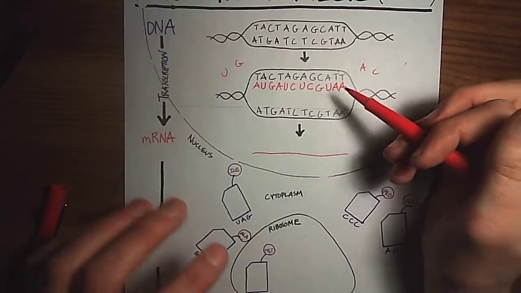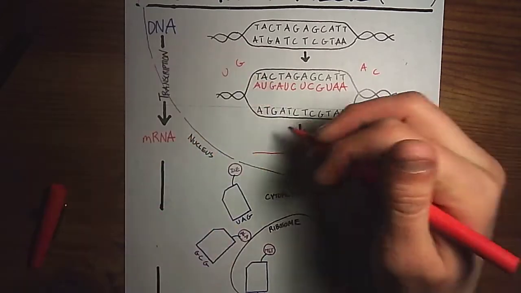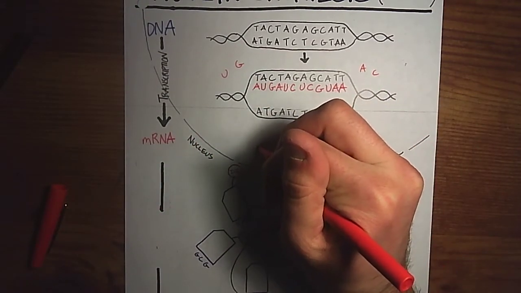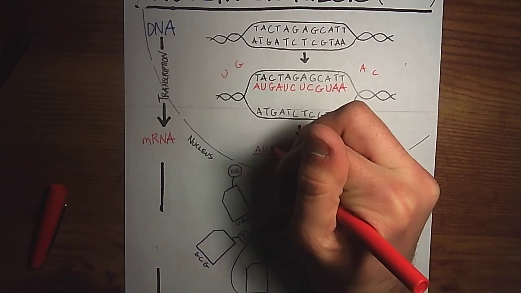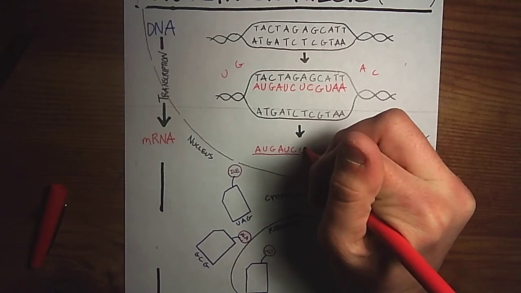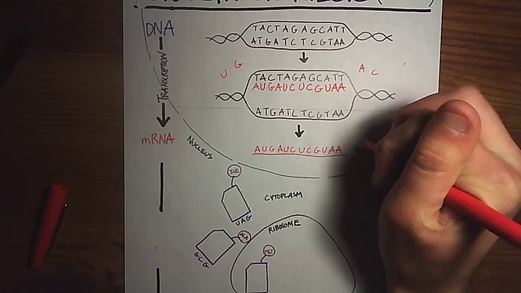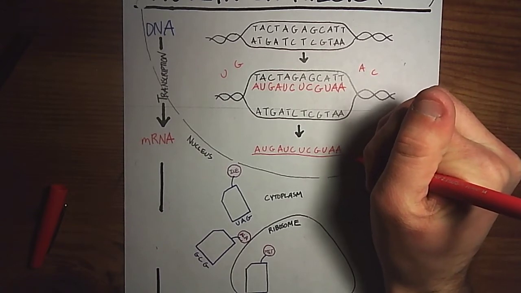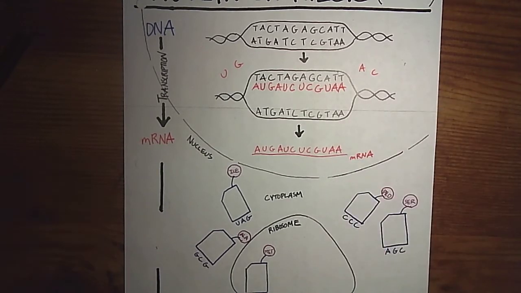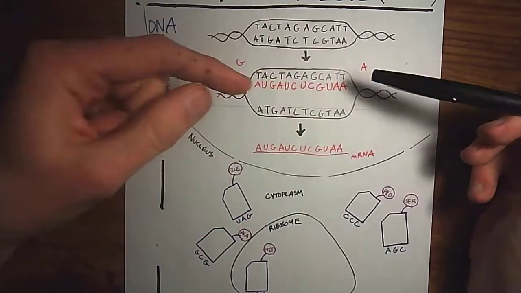Now, what eventually happens is this mRNA molecule detaches from our DNA molecule, and it's on its own. So I'm just going to redraw our RNA molecule over here. A, U, G, A, U, C, U, C, G, U, A, A. And let's just label this. This is mRNA. Once the mRNA molecule leaves, the DNA just winds right back up.